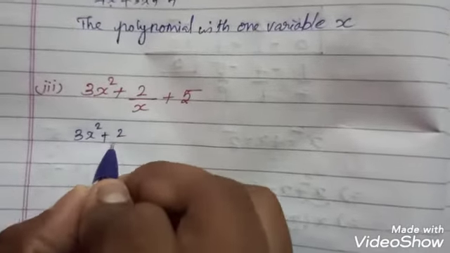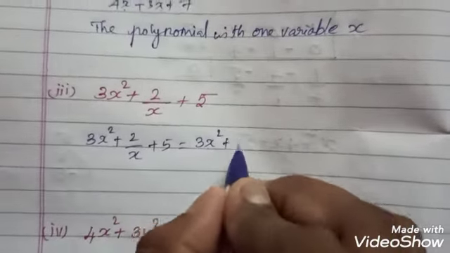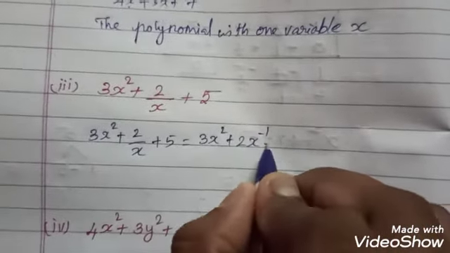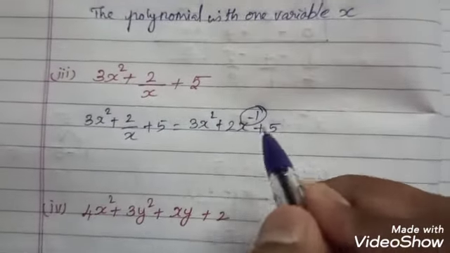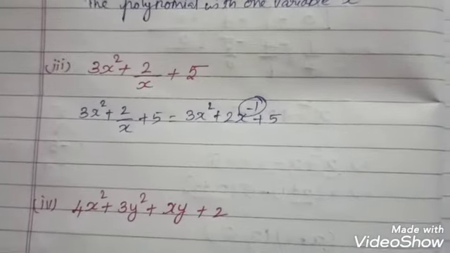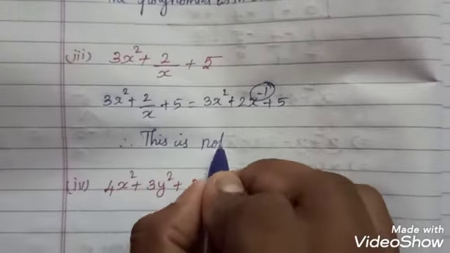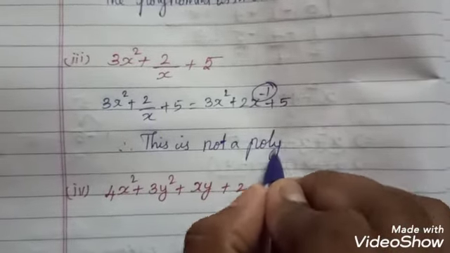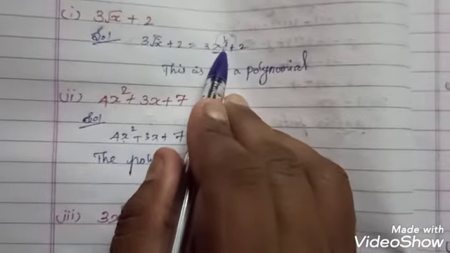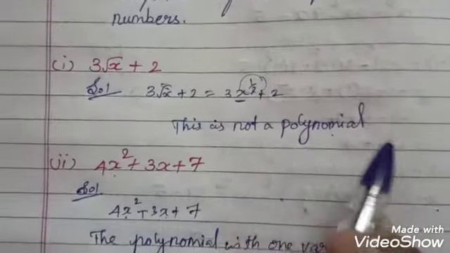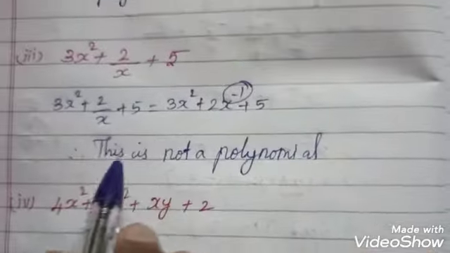And another example: 3x square plus 2 by x plus 5 can be written as 3x square plus 2x power minus 1 plus 5. In this expression you have to see the second term, power minus 1. Minus 1 is an integer, it is not a whole number, therefore this is not a polynomial. Once it is a fraction or negative, it's not a whole number, this is not a polynomial. No need to say whether it's one variable or not.